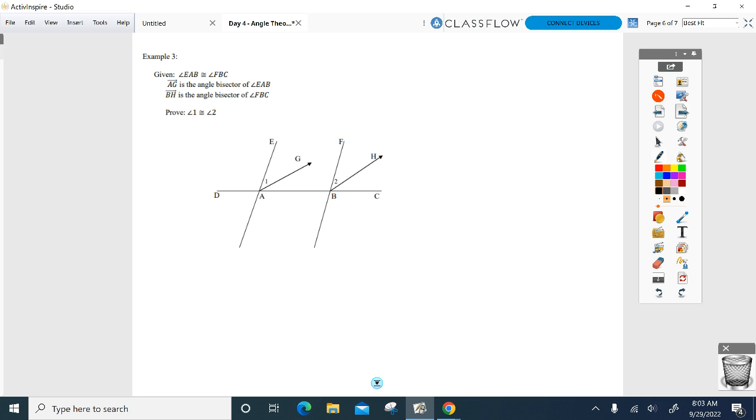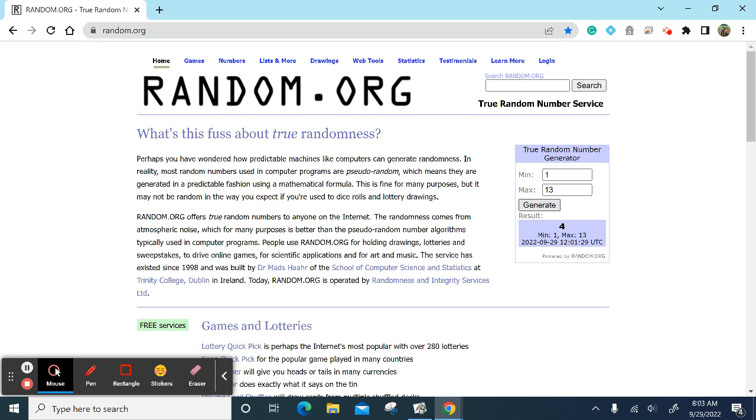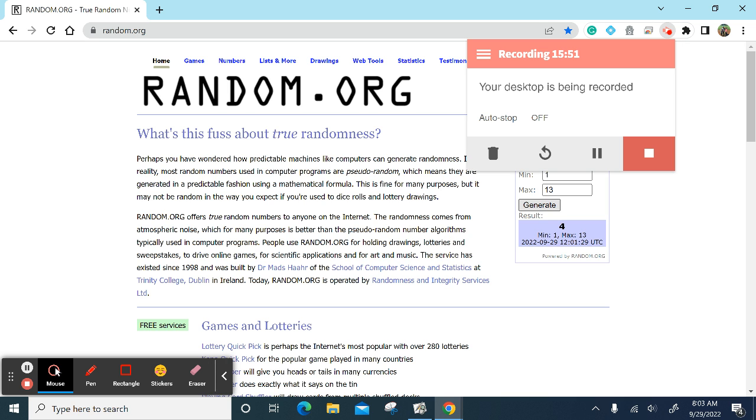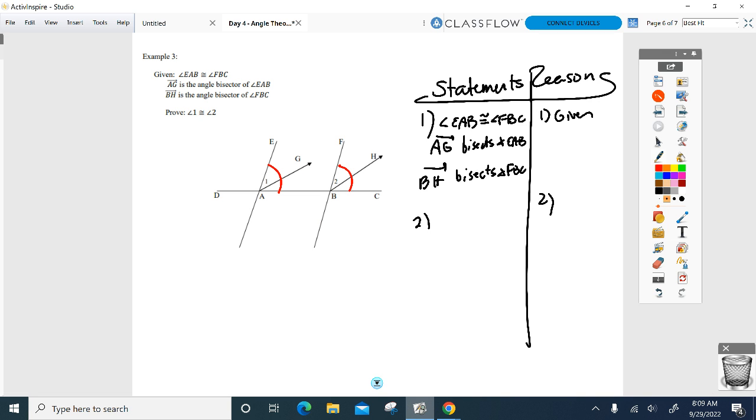Bisector. This is from yesterday. Two to three minutes in your group, go ahead and talk about it. It has nothing to do with right angles, but everything to do with bisectors. You guys finish it up there.